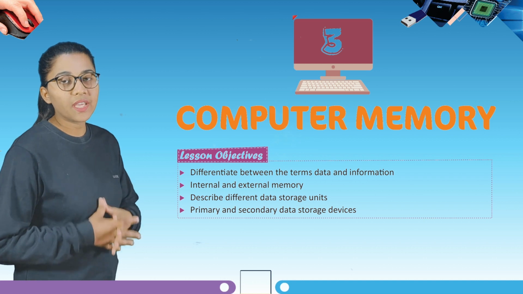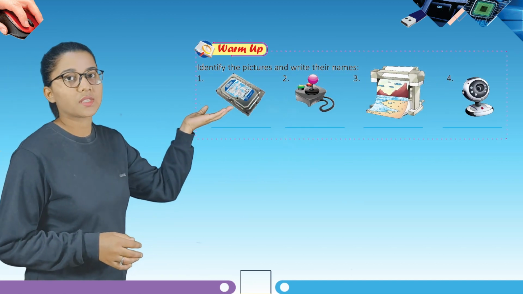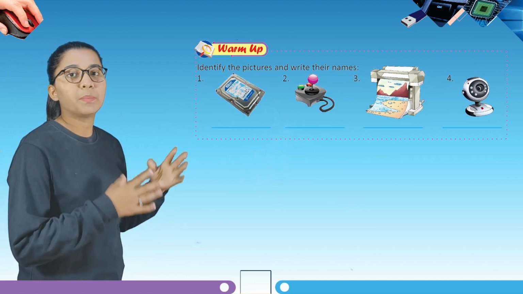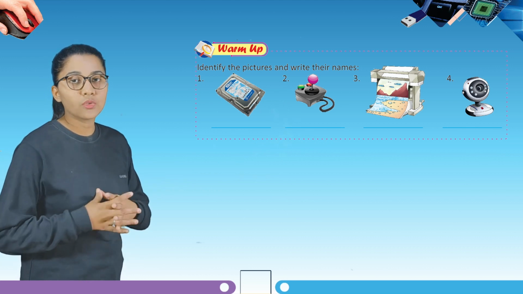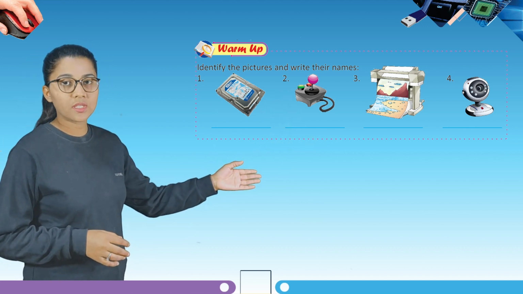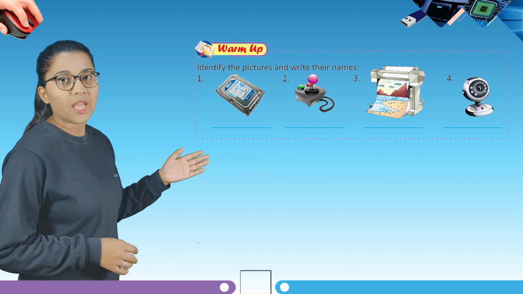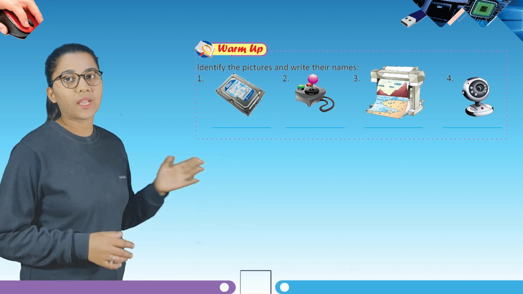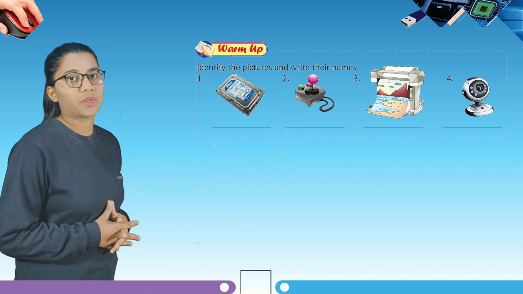Now students, we have some warm-up questions. That is, identify the pictures and write their names. So students, here you can see some pictures. You have to identify them and write their names in the given blank. Now let's start our chapter.